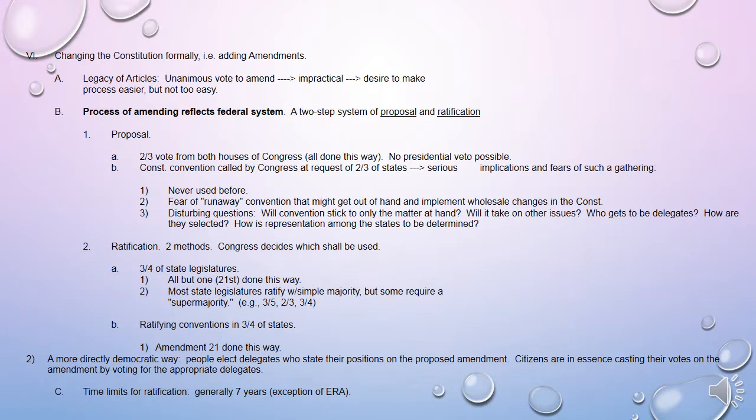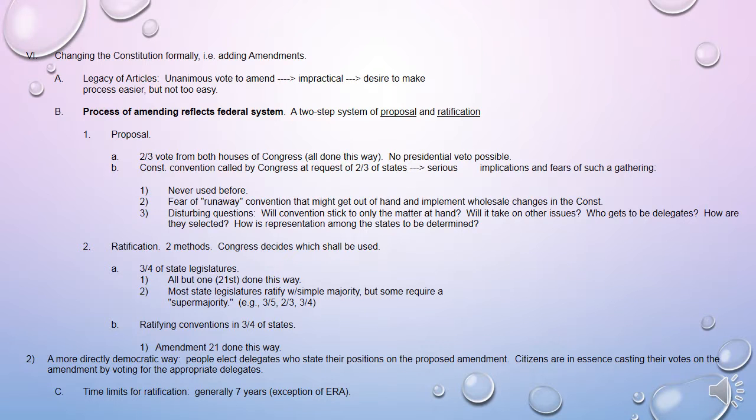There are serious implications and fears of such a gathering. That system has never been used. There's fear of a runaway convention that might get out of hand and start changing everything about the Constitution, and then disturbing the country. Will it stick to the matter at hand? Will they take on other issues? Who gets to be delegates? None of those things are explained.